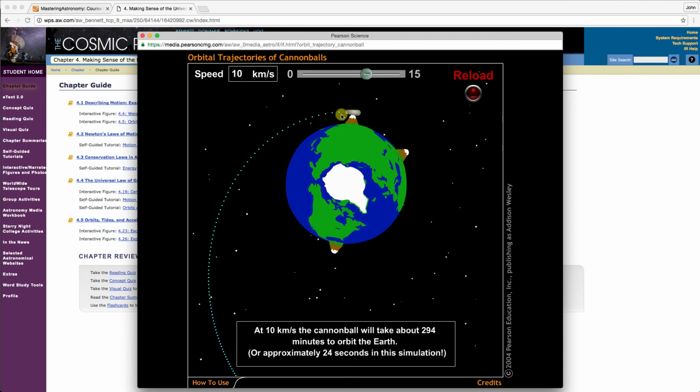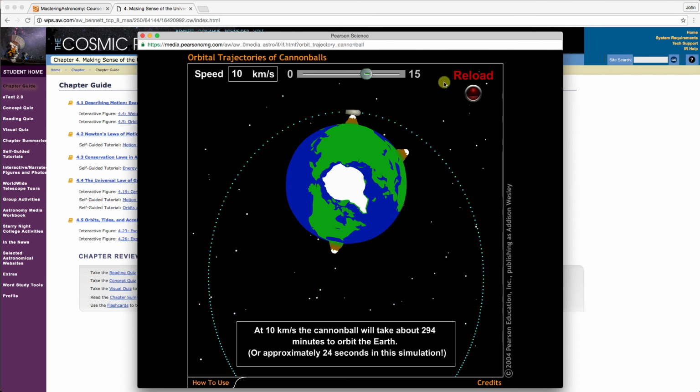The higher velocity allows us to get further away from the Earth, but gravity is still pulling us back, and in this case, this particular speed still isn't enough to escape the Earth's pull. So we form an elliptical orbit rather than a circular orbit around the planet. So 10 kilometers per second will form an elliptical orbit. In reality, that orbit would take about 294 minutes to orbit the Earth if we traveled at that speed.